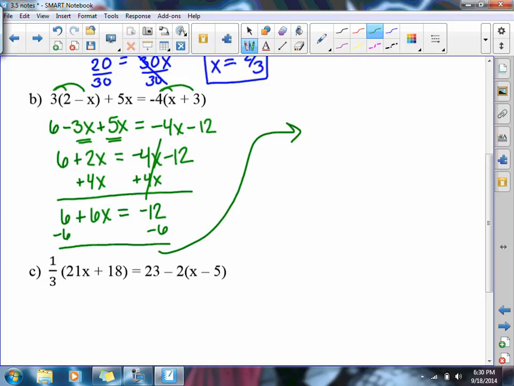So the 6 and the minus 6, they cancel, but I still have my 6x on the left side of the equation equals, let's see, a negative 12 minus 6, that's going to be a negative 18. And now to finish isolating the x, I have to undo that multiplying by 6, so I'm going to divide by 6. So the 6's cancel, and x equals negative 3.